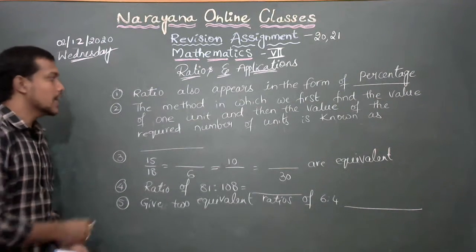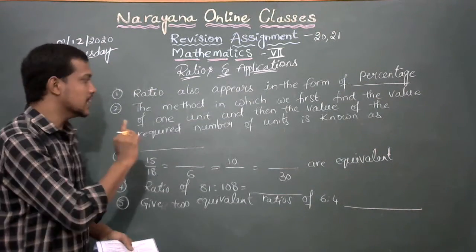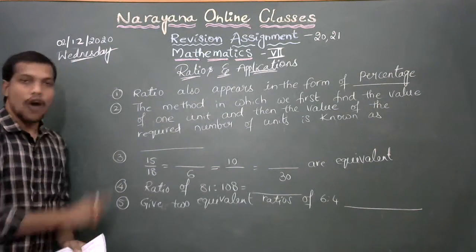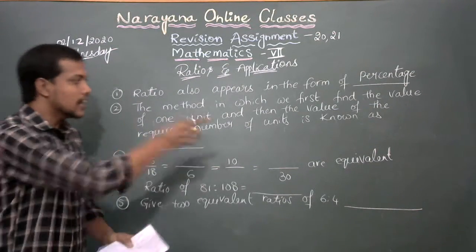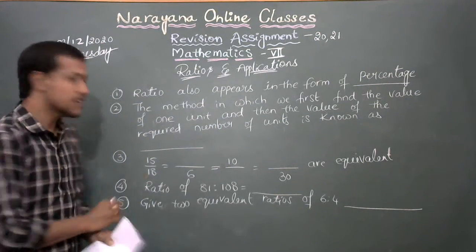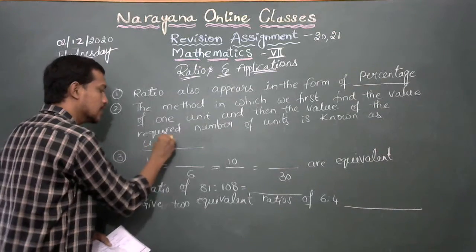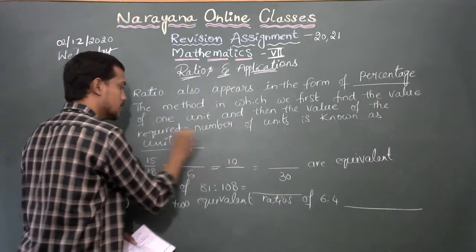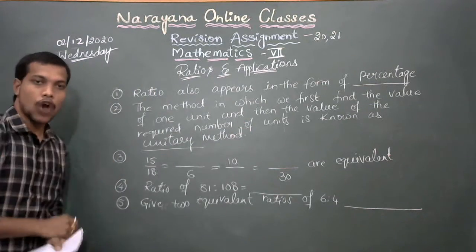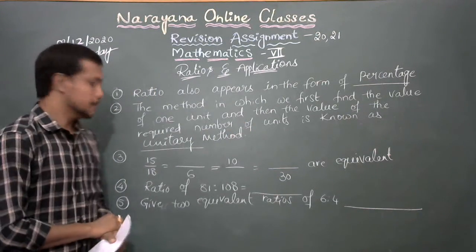Now second one: the method in which we first find the value of one unit and then the value of the required number of units is known as the unitary method.